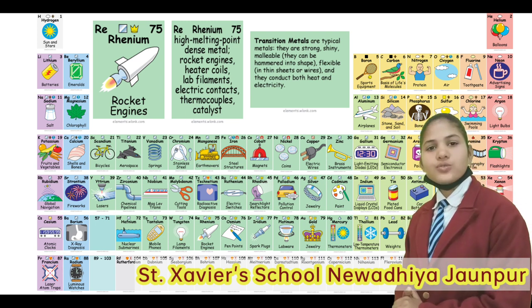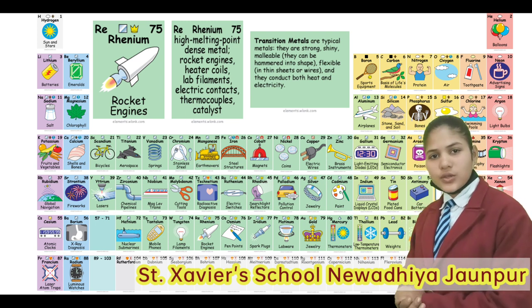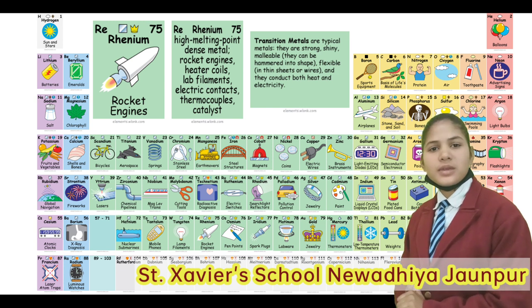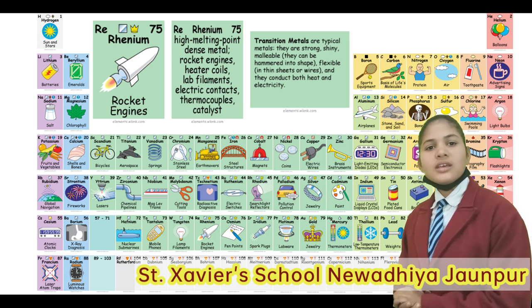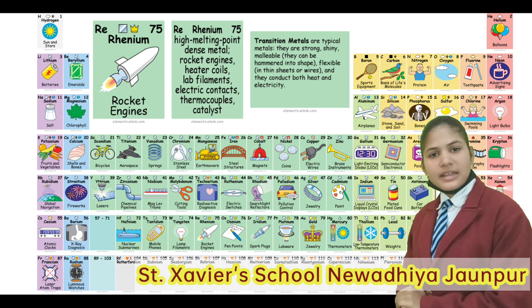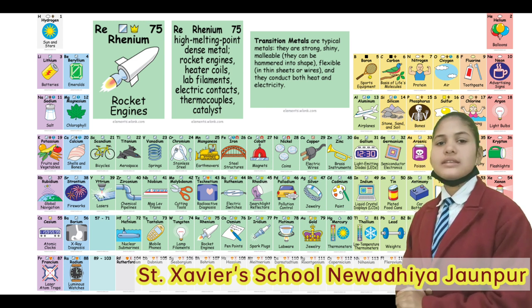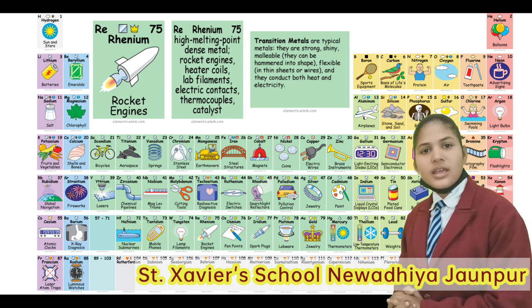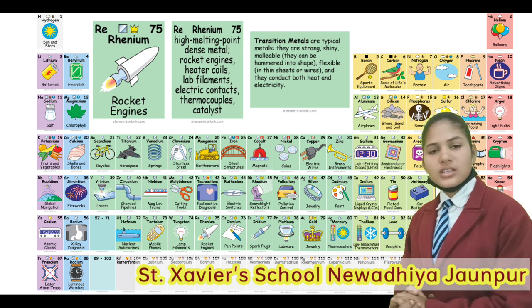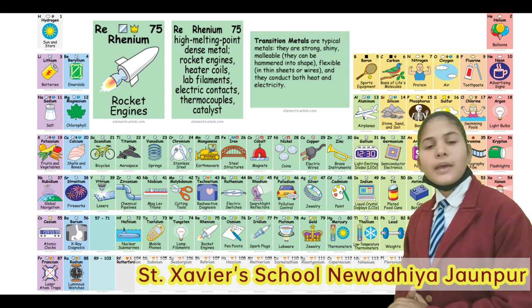From 57 to 71, the elements are radioactive elements. And the 72nd element is hafnium. Hafnium is used in nuclear submarines. Tantalum. Tantalum is used in mobile phones. Tungsten. Tungsten is used in lamp filaments. Rhenium. Rhenium is used in rocket engines. Osmium. Osmium is used in paint.